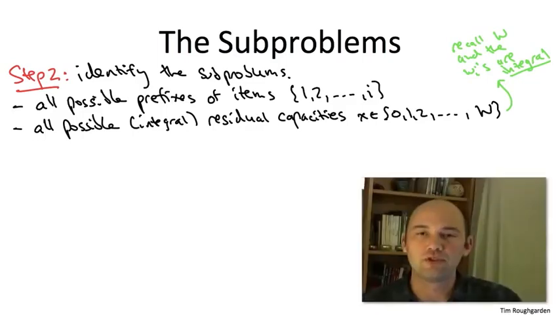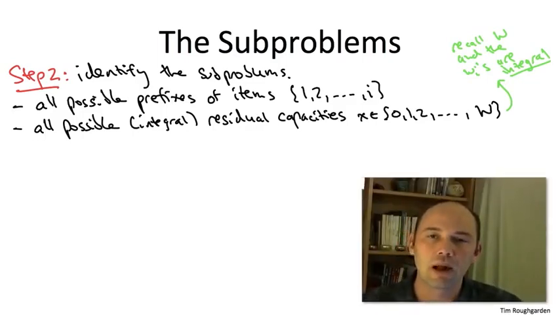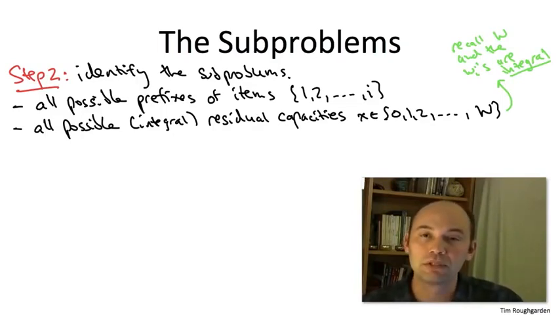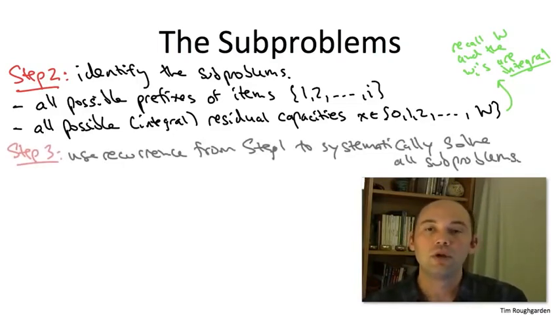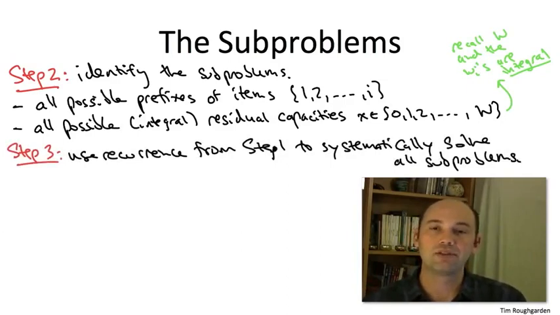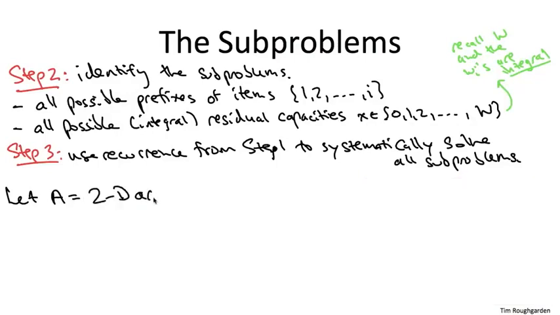So now we're in great shape. In step 2, we figured out exactly what subproblems we care about. In step 1, we figured out a formula by which we can solve bigger subproblems given the solutions of smaller ones. So all that remains now is to write down a table and fill it in systematically using the recurrence, beginning with the smaller subproblems, ending up with the largest subproblems.